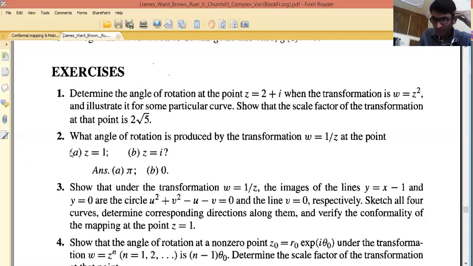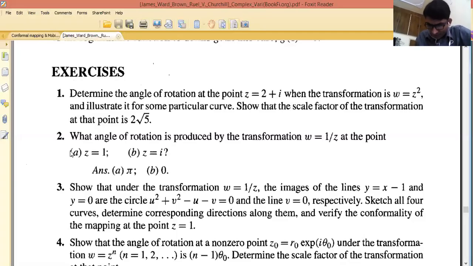To obtain the resultant transformation, we first magnify the region in the z plane by the factor a equals mod of alpha. Then we rotate the region so obtained through an angle lambda, and finally translate the region so obtained parallel to vector beta through the distance mod of beta. A conformal mapping.